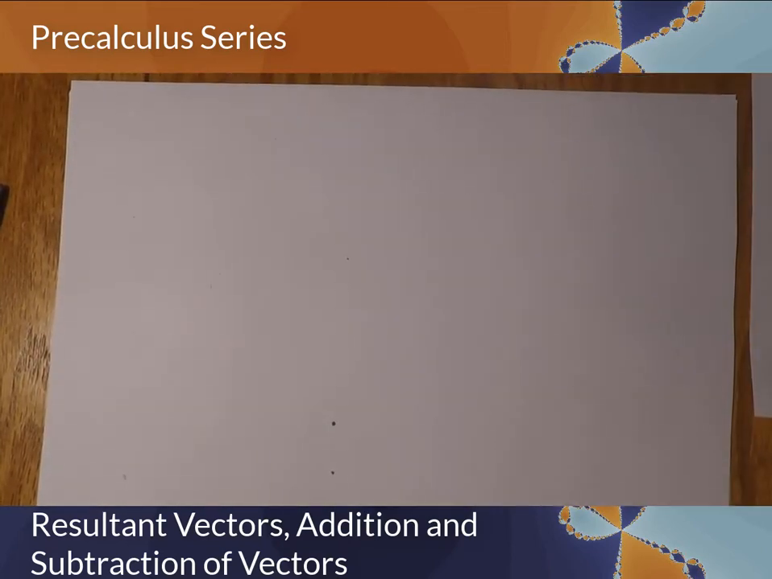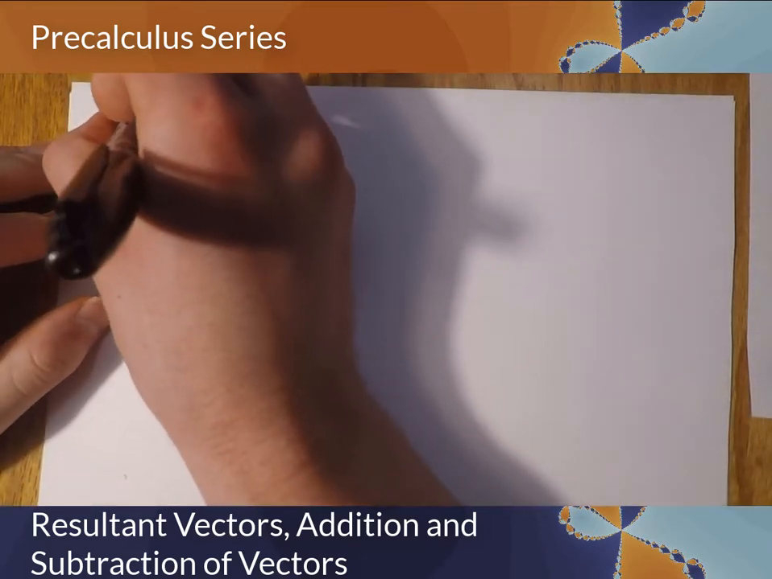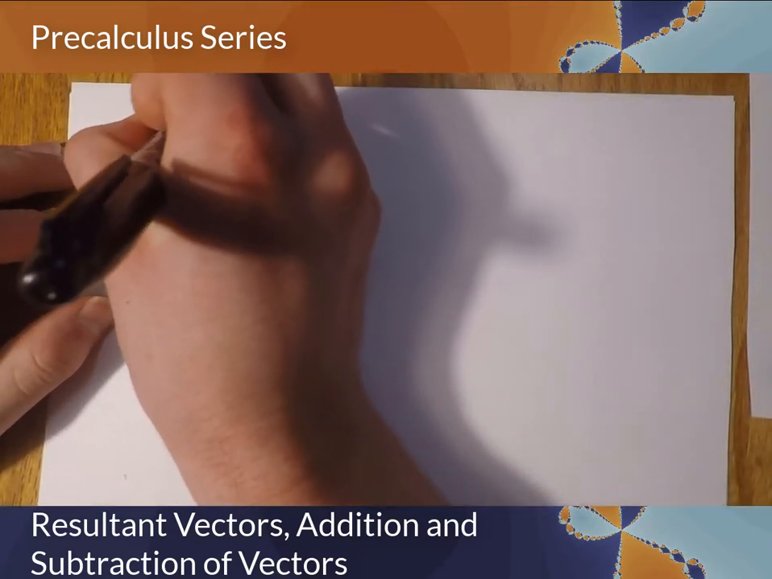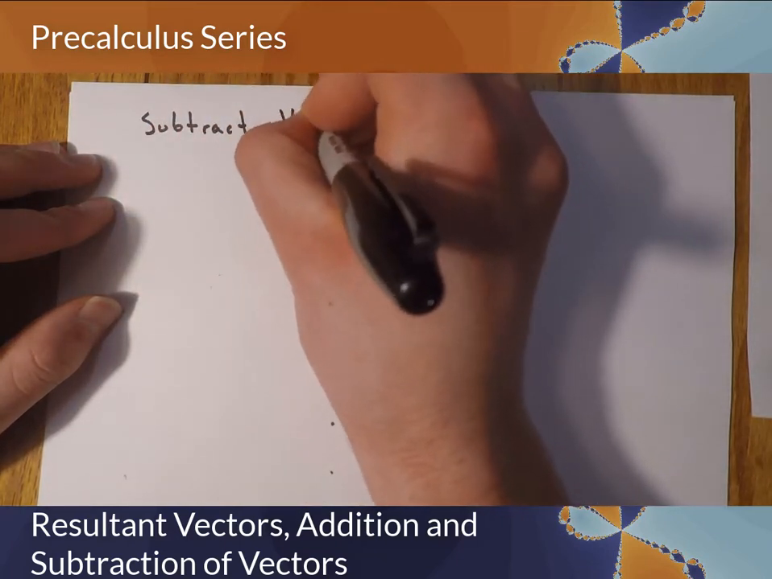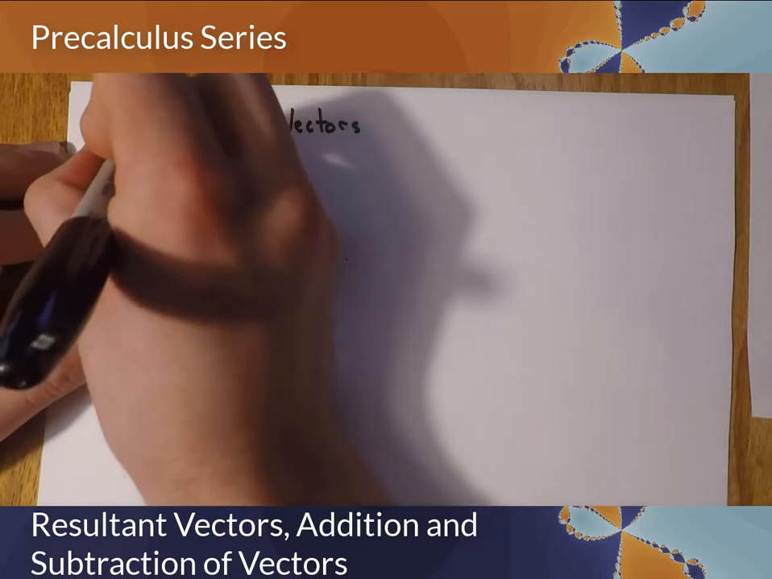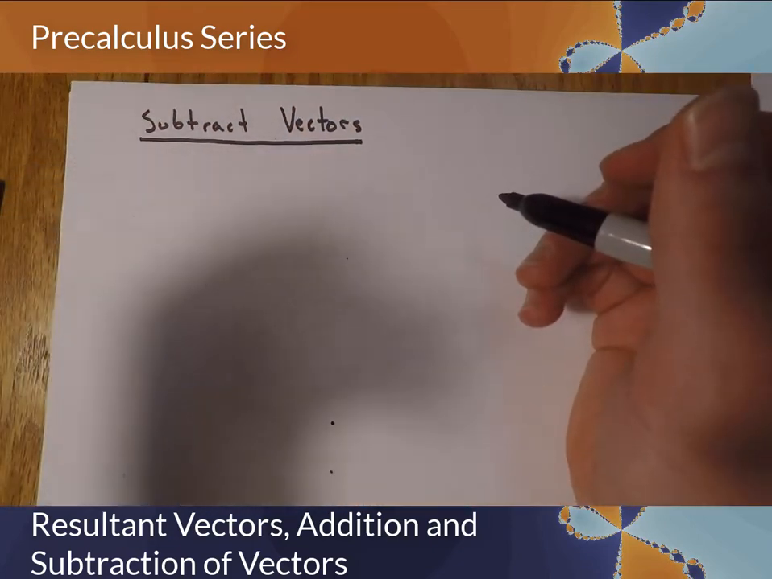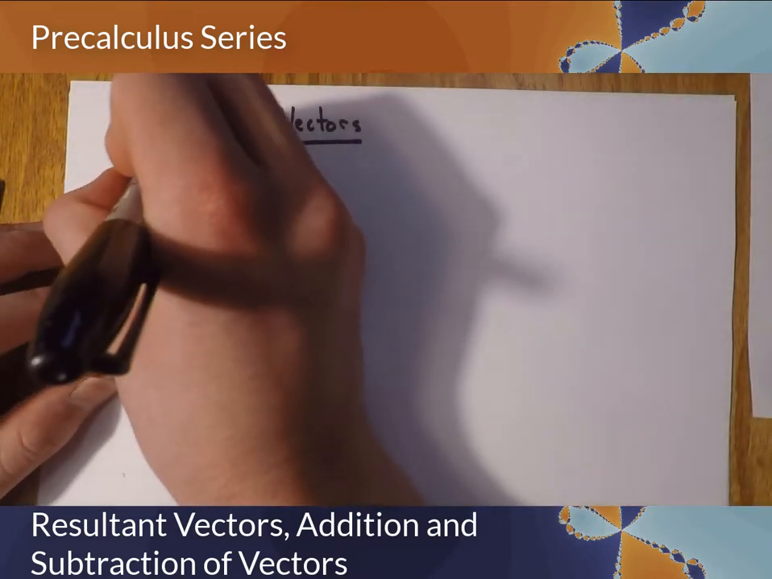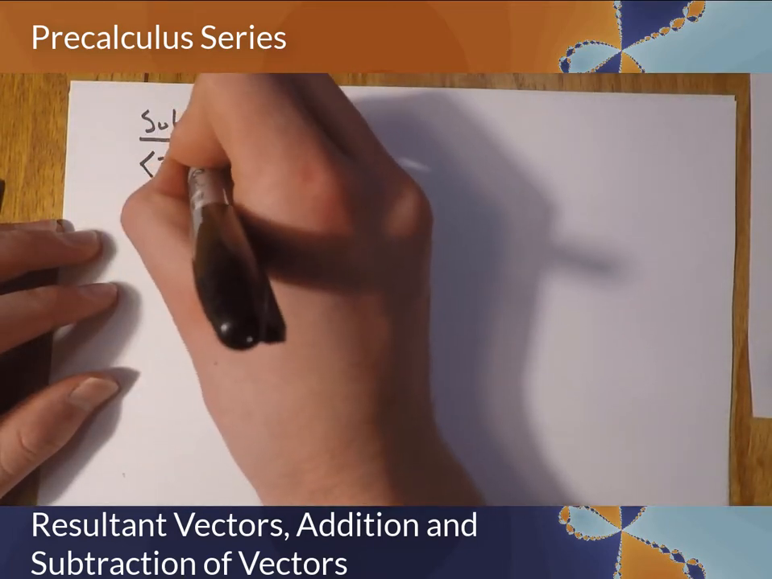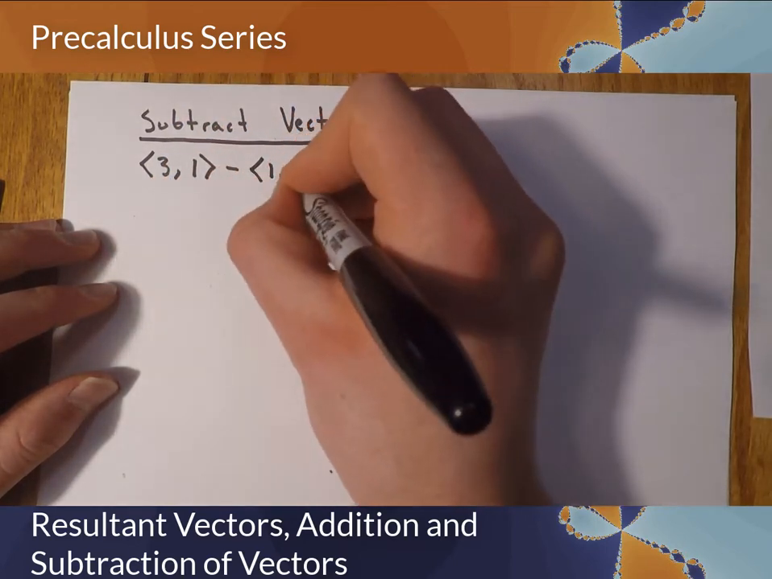So now that you know how to add vectors together, what we're going to be doing now is some subtracting with the vectors. So we'll just say subtract vectors. Now, before you subtract vectors, you kind of have to turn it into an addition problem. So let's say you have the problem 3, 1 minus 1, 2.